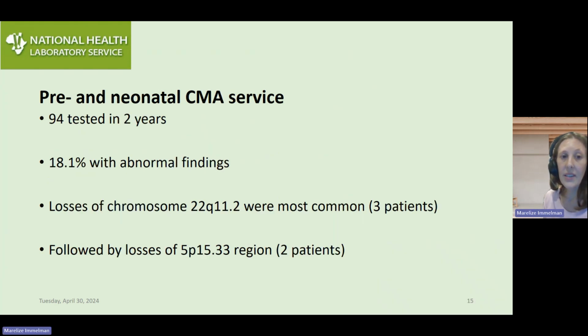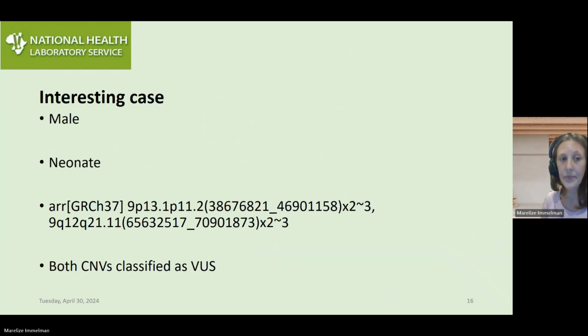In the prenatal and neonatal service, we have tested 94 patients in the last 2 years, and of those, 18% had an abnormal finding. The most common were losses of chromosome 22q11.2 in 3 patients, followed by losses of the 5p15.33 region in 2 patients.